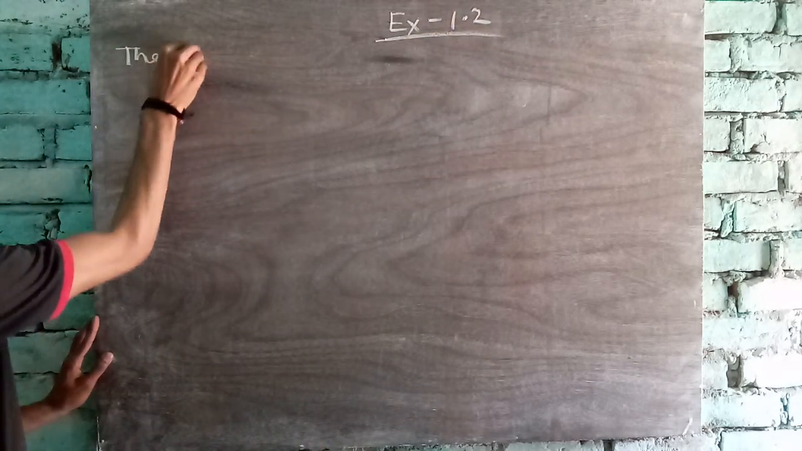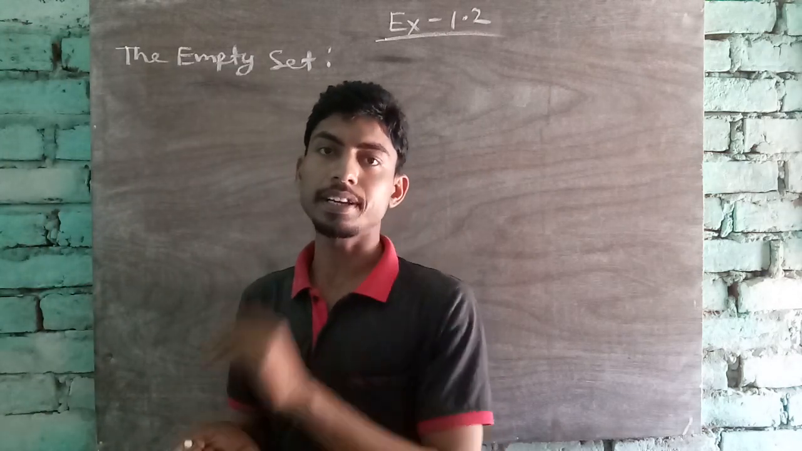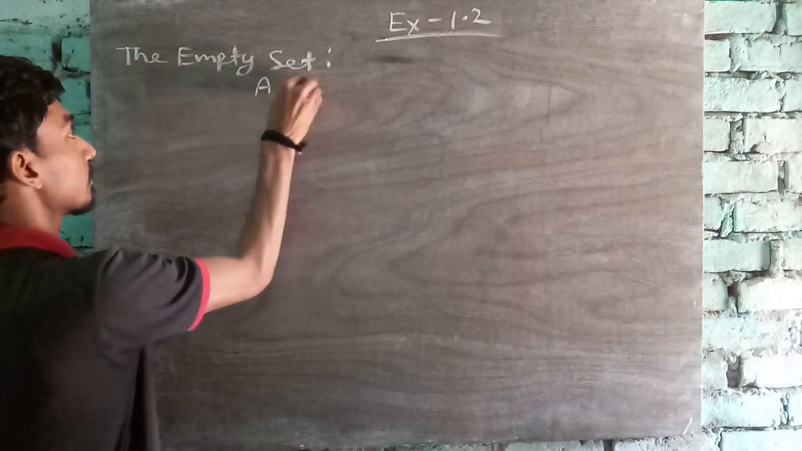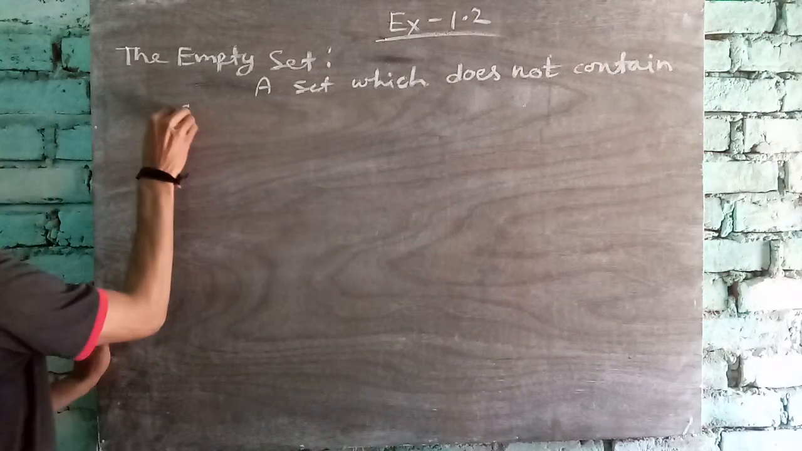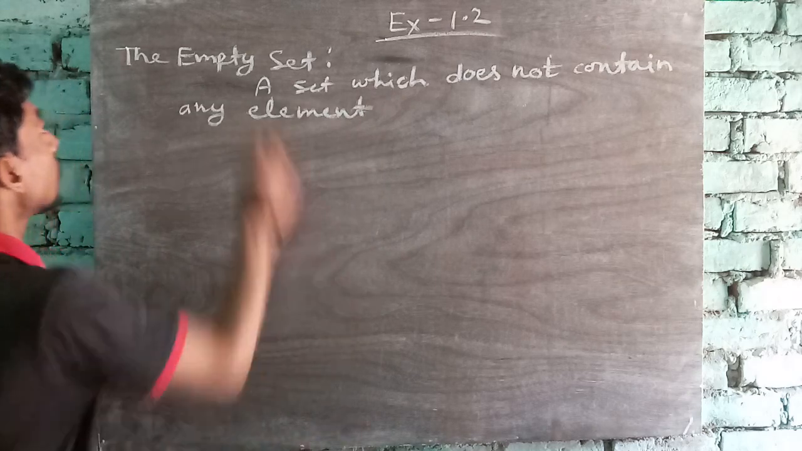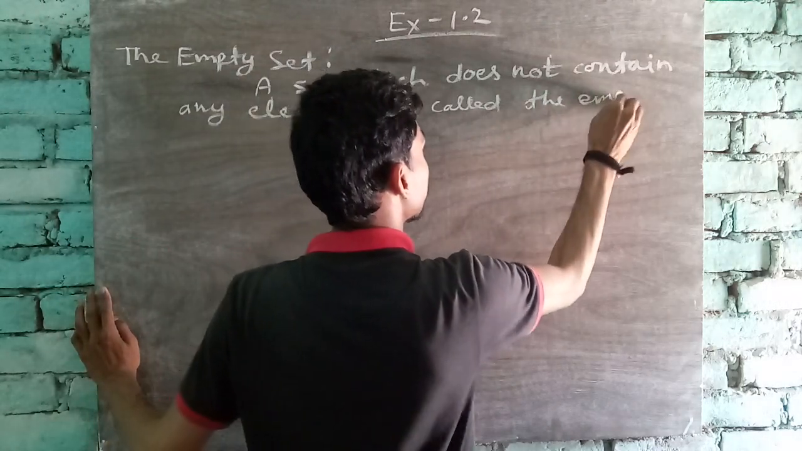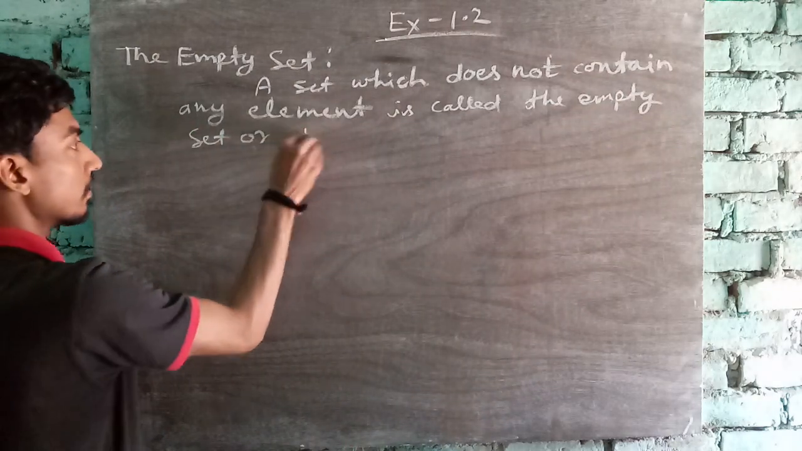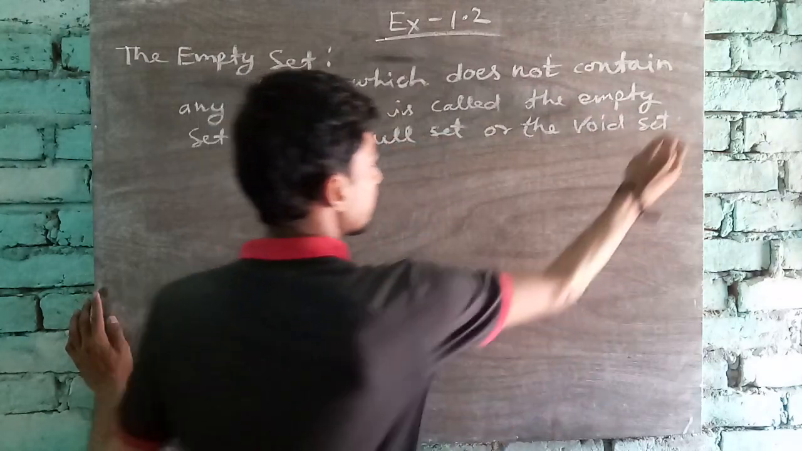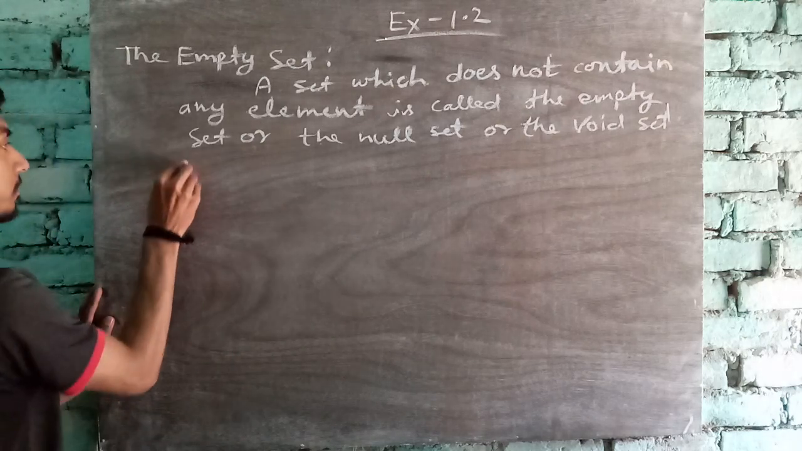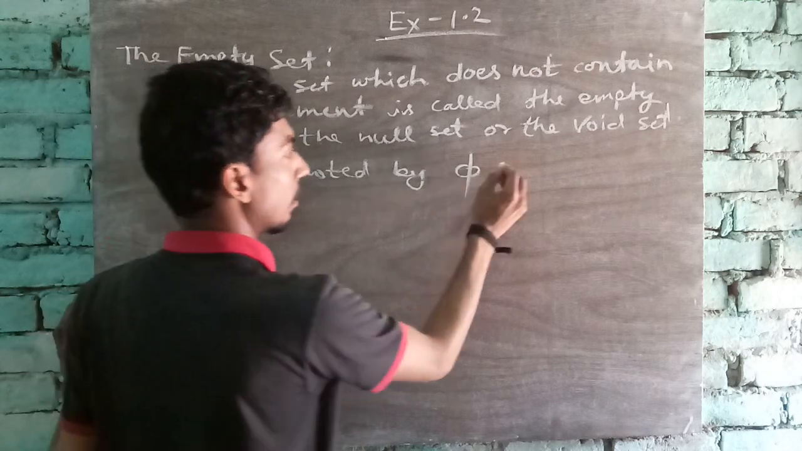The empty set. A set which does not contain any element is called an empty set, or the null set, or the void set. It is denoted by phi or by { }.